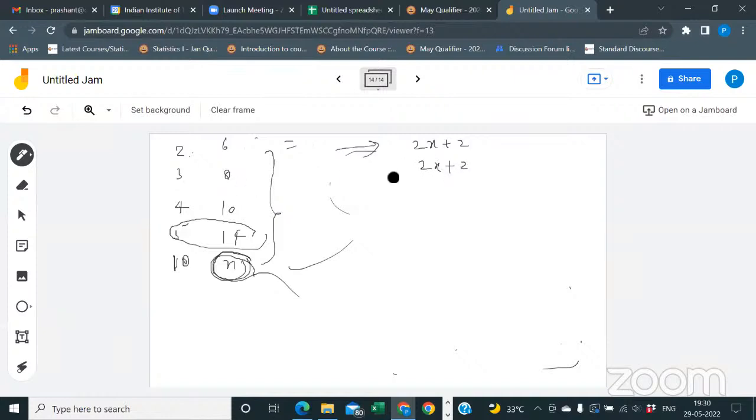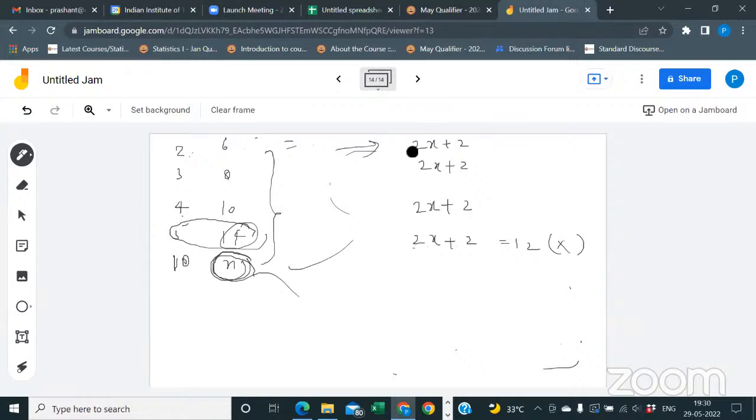That means 3 into 2, that is 6, plus 2 is 8. Okay, now 2x plus 2, that means 4 into 2 plus 2. Like 5 into 2 plus 2, it should be 12, not 14. Right? So the linear association is violated here. Are you getting? The first data also.